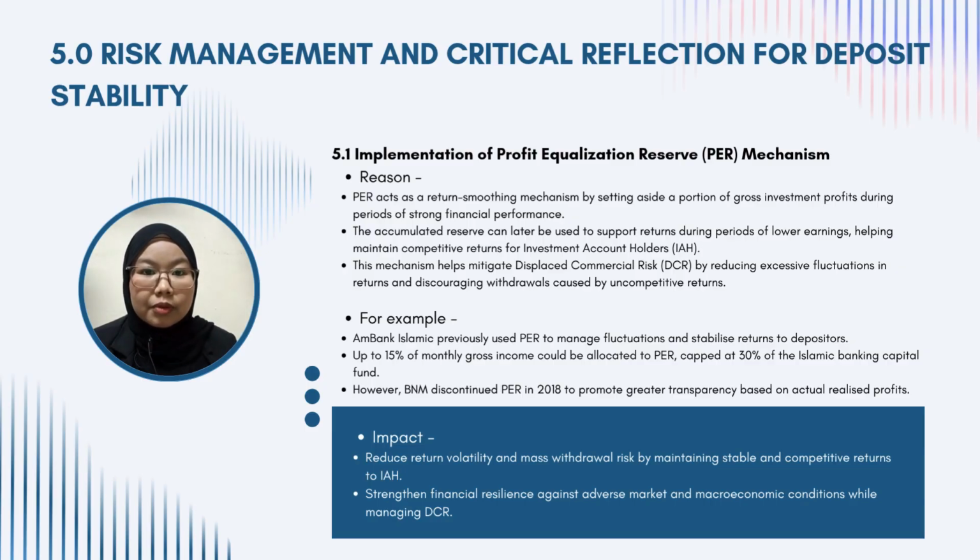For example, MBank Islamic previously used PER to manage fluctuation and stabilize return to depositors. Under the previous framework, up to 50% of monthly gross income could be allocated to PER with a maximum of 30% of the Islamic banking capital fund. However, BNM discontinued PER in 2018 to promote greater transparency based on actual realized profit. Overall, this strategy can reduce return volatility and mass withdrawal rates by maintaining stable and competitive return to IAH. At the same time, it can strengthen the bank's financial resilience against adverse market and macroeconomic conditions while managing DCR.